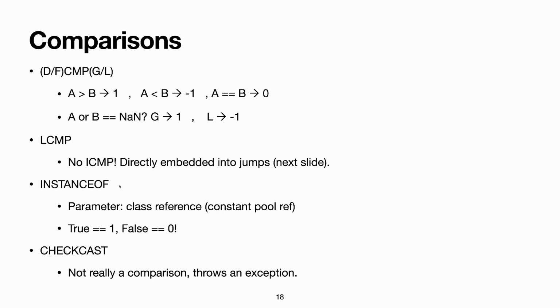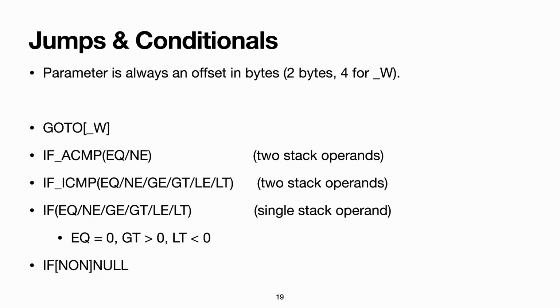Instanceof then takes a class reference as an immediate parameter and an object from the stack. It pushes 1 if the object is an instance of the class that's being referred, and 0 otherwise. CheckCast does the same as instanceof, but it throws an exception if the object is not an instance. As the name implies, it's used for checking that casts are safe. And it's not really a comparison, but I put it here because it does the same as instanceof.